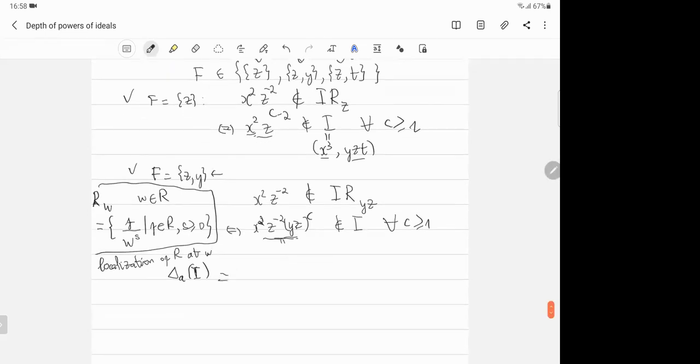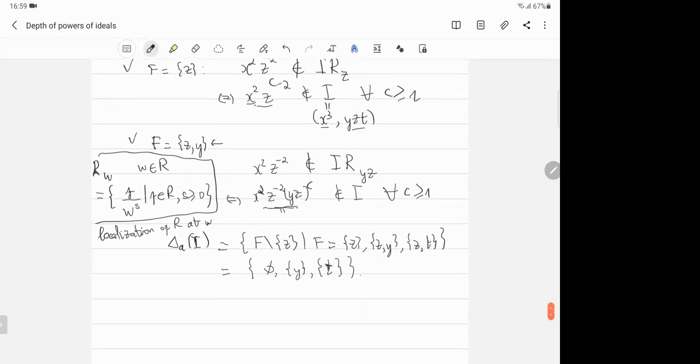So you see, this is in the end F substruct to Z, where F is either Z or ZT or ZY, right? And so that is to say, this is this complex with tree set, yeah. So 0, empty set, Y and T.